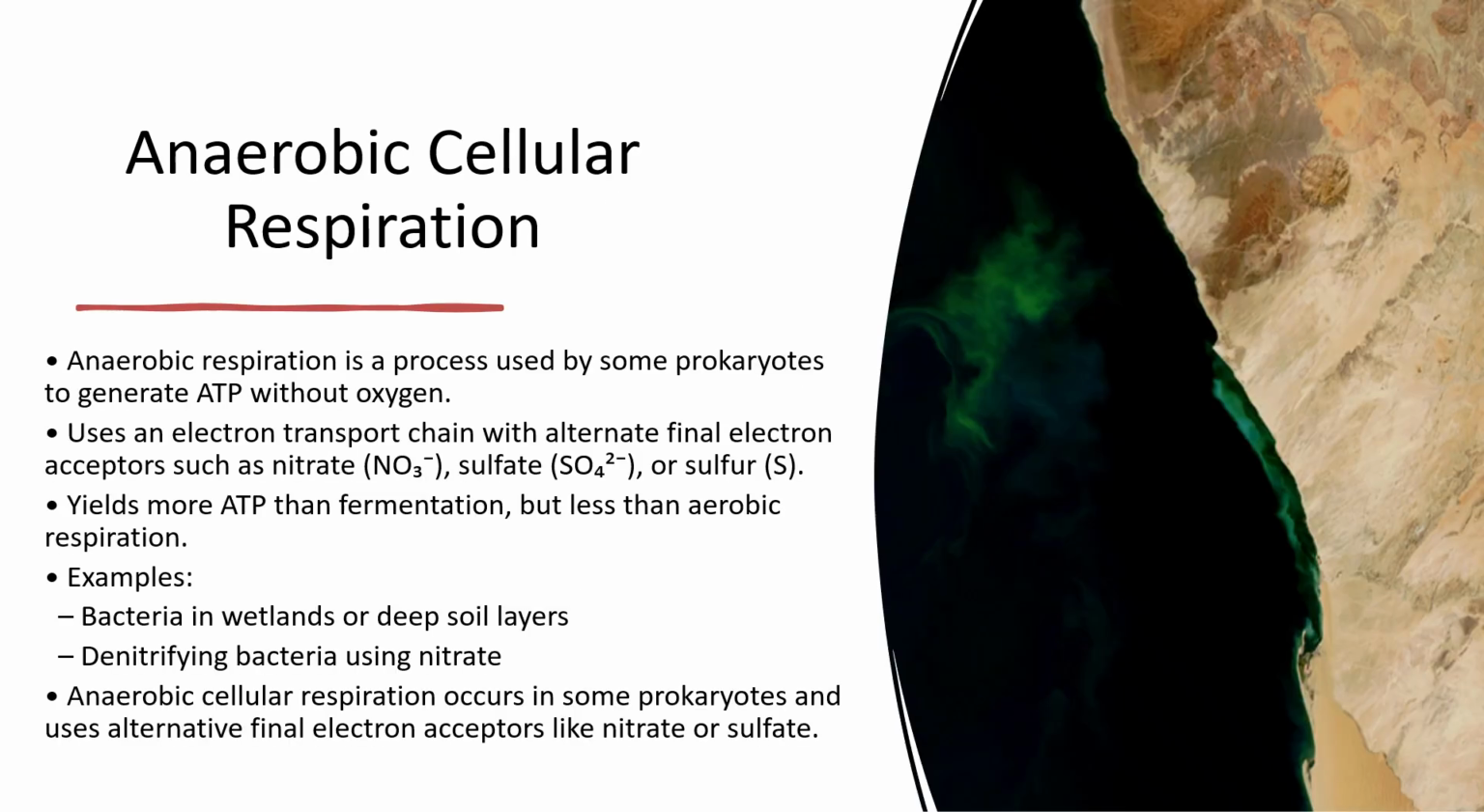Unlike fermentation, anaerobic respiration involves an electron transport chain and occurs mostly in prokaryotes. These organisms use alternative molecules like nitrate or sulfate instead of oxygen as final electron acceptors. This process produces more ATP than fermentation, but less than aerobic respiration. You can find these bacteria in oxygen-poor environments like swamps or deep soil.